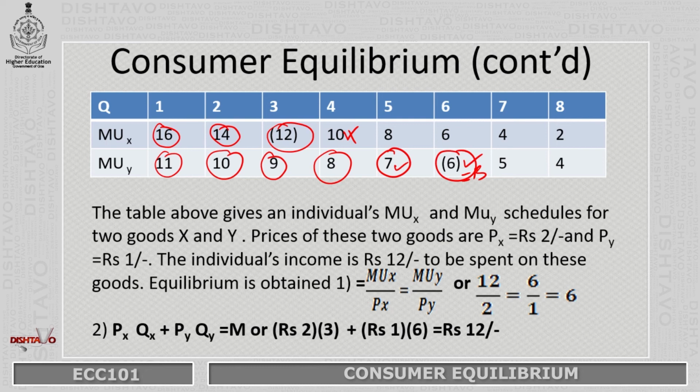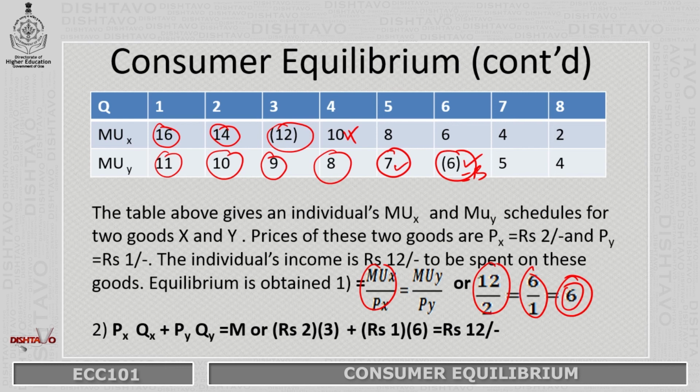Suppose a consumer wants to know, the above table gives him all these things. The individual's income is 12 to be spent on these goods. Equilibrium is obtained by option 1, MUx upon Px equals MUy upon Py. Here we have 12 divided by 2, you get 6, see this 6 here, and 6 divided by 1, you get again 6. So that means the consumer is spending his money in such a way that his satisfaction is maximum.